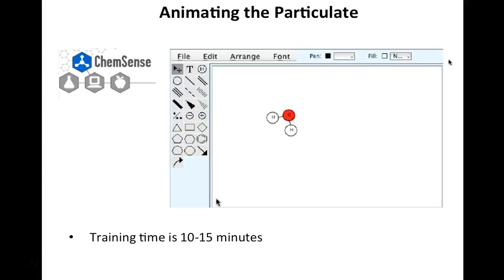Students were then introduced to Chemsense, in which storyboard animations can be created using the tools it provides. As our school had no tablets, they were borrowed from Dublin City University. Chemsense, however, is free to download. Training time on it for students is approximately 10 to 15 minutes, and students were asked to model a hydrocarbon in the gas phase.